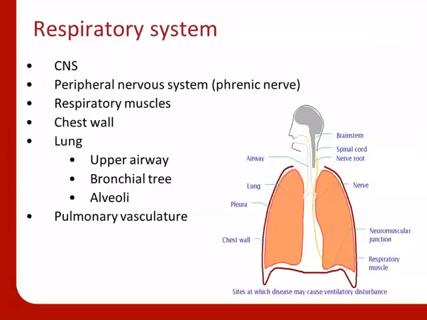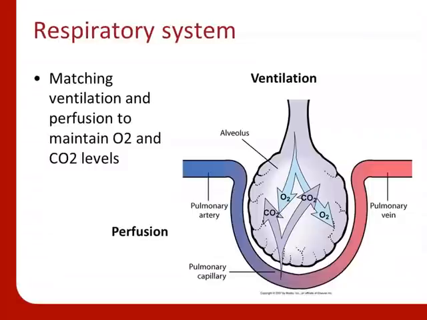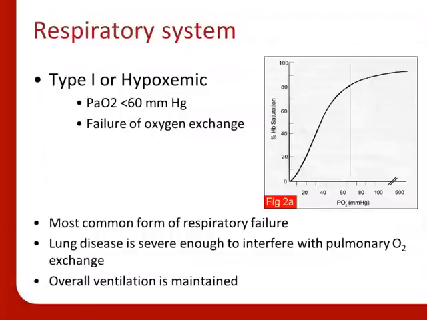But any component of the respiratory system can result in respiratory failure or contribute to respiratory failure. This can be anything from the central nervous system to the spinal cord and all the other nerves, respiratory muscles, chest wall, obviously anything in the lungs, and also anything in the pulmonary vasculature. So what the respiratory system does is pretty straightforward. It matches ventilation and perfusion to maintain O2 and CO2 levels. It's pretty simple, in with the good air, out with the bad air. And any of these areas can be affected and lead to respiratory failure.